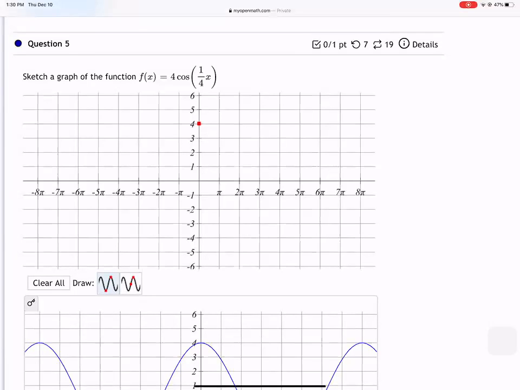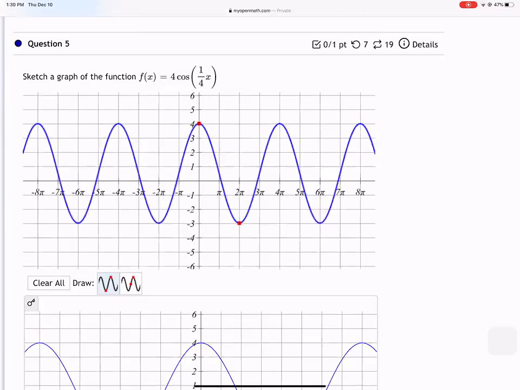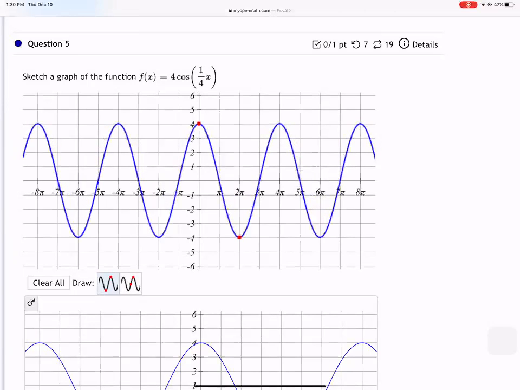Now, where's the second point I'm going to put? I can put it anywhere I want. But you know what? I'm going to actually drag it all the way down to -4, because that's where we said our graph is going to go. Okay. Our amplitude is 4 on top, 4 on bottom.